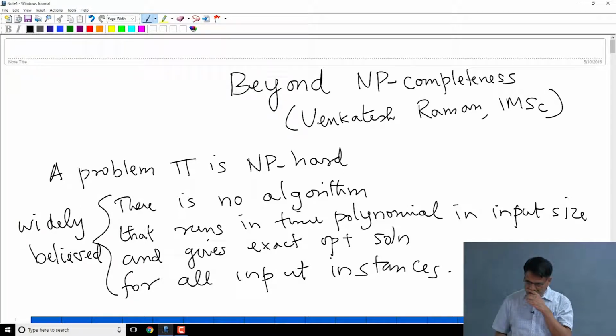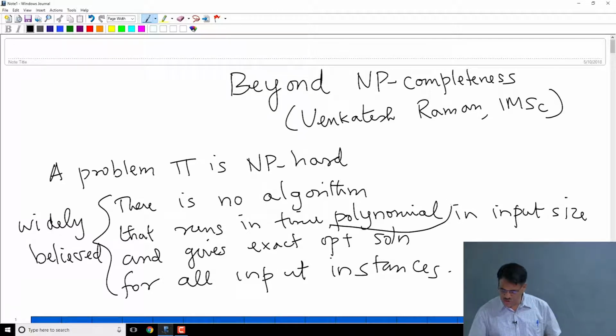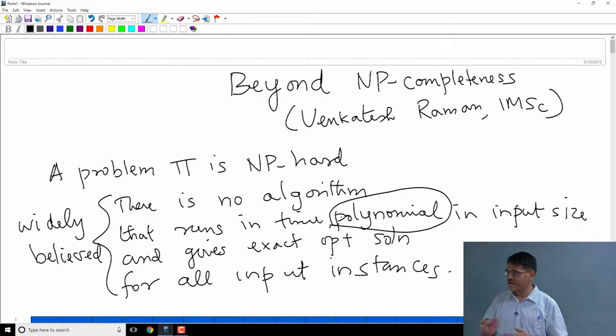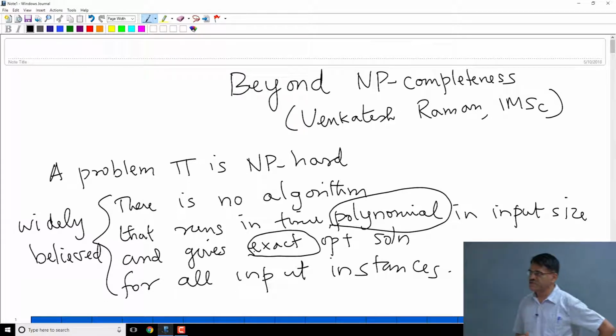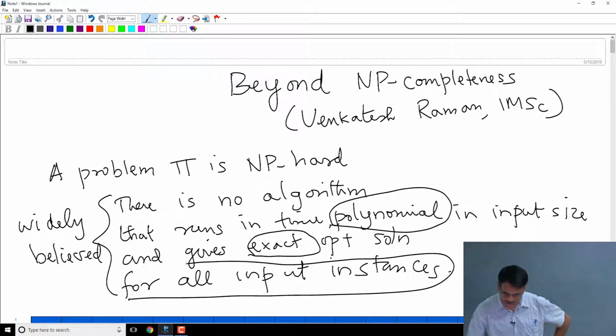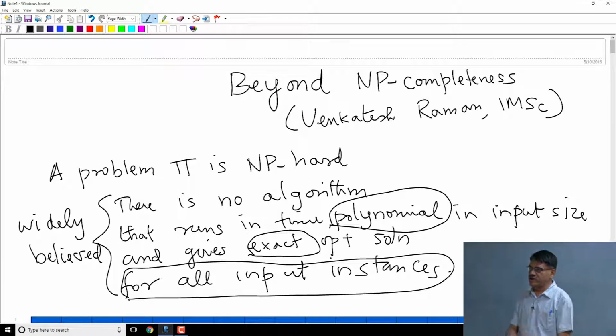So, we ask, what can you relax here? Okay, you can't solve it in polynomial time in input size, but how much more do you need? You can't give me the exact minimum solution, but can you give me something close to the minimum efficiently? Well, you can't solve it for all input instances, but can you solve it for a large class of input instances? So, each of these relaxations defines a different paradigm in dealing with NP complete problems.